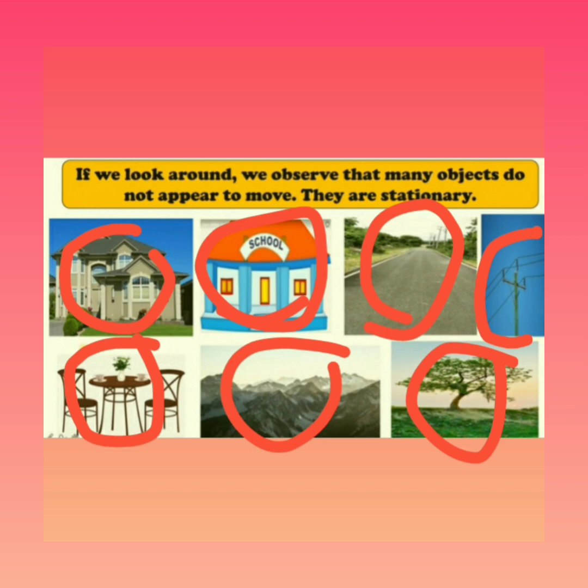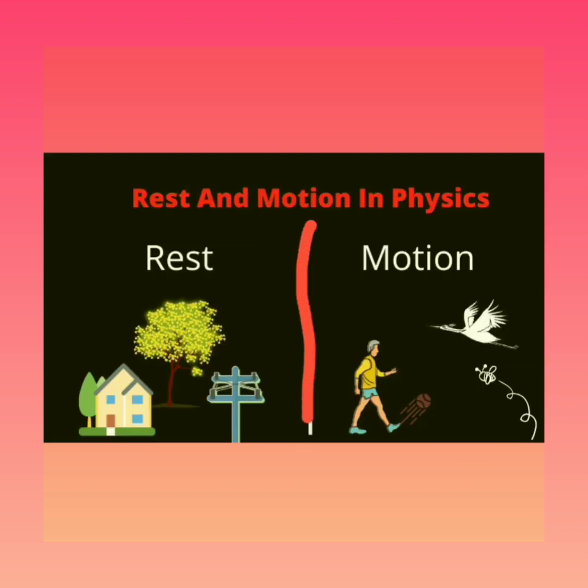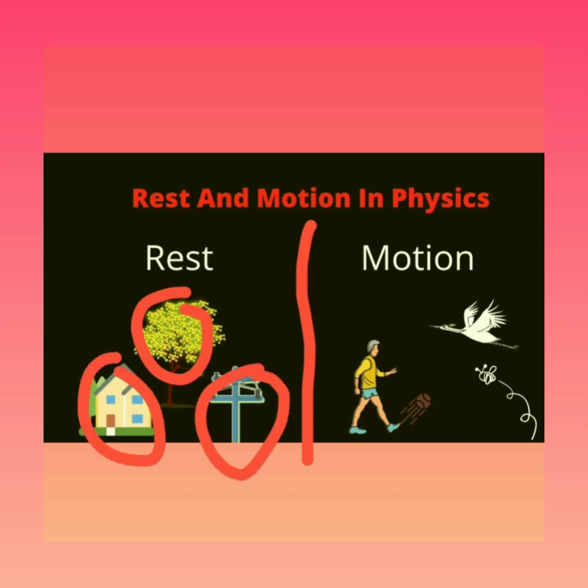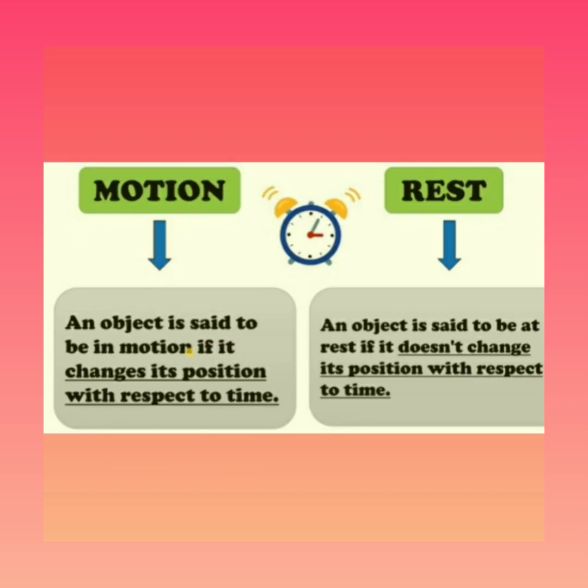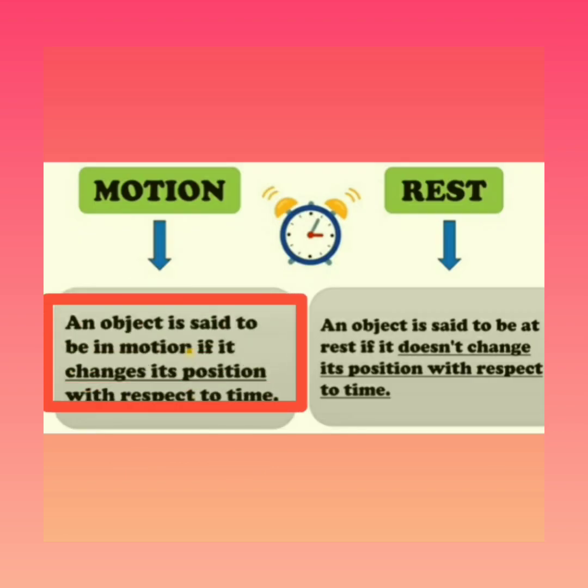You can see some of the examples here. See trees, houses, poles, they are at rest in position. And the man playing, birds flying, and butterfly, even they fly, they are in motion. So what is motion? An object is said to be in motion if it changes its position with respect to time.